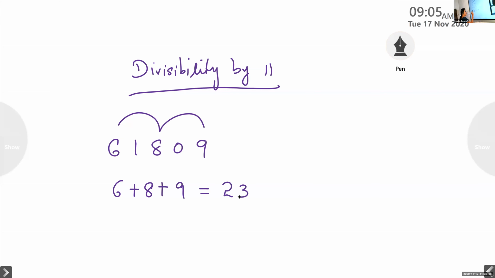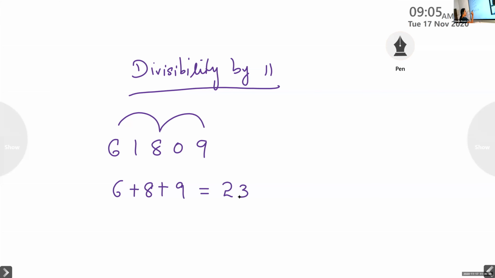Again, we have to do one more sum, that is the numbers in between, those numbers we did not take. What are they? 1 and 0. When you add this, what will you get? 1. And what you have to do is subtract both these sums. That is 23 minus 1, 22. Check this number, 22. You have to check, is it divisible by 11?